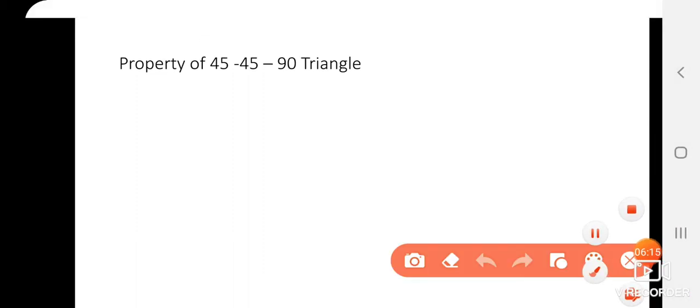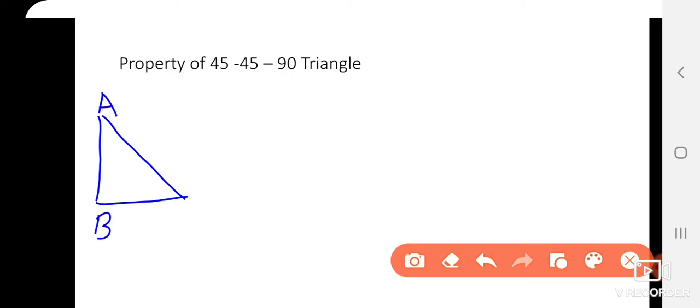Now another important concept here is the property of the 45 45 90 triangle. So let us consider another triangle, say A, B and C, and angle B is 90 degree, and angle A is 45 degree, therefore angle C is also 45 degree, because 45 plus 90 plus 45, the sum of the measures of the angles is 180 degree. Now angle A and C both are 45, obviously then it is an isosceles triangle. I can say that AB is equal to BC here.